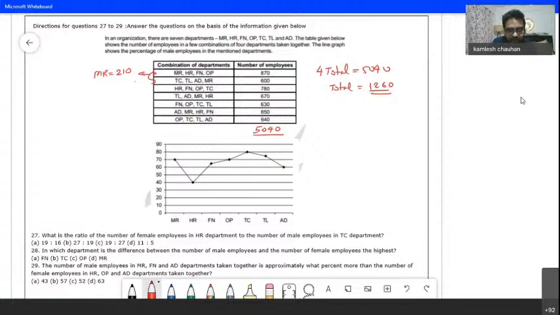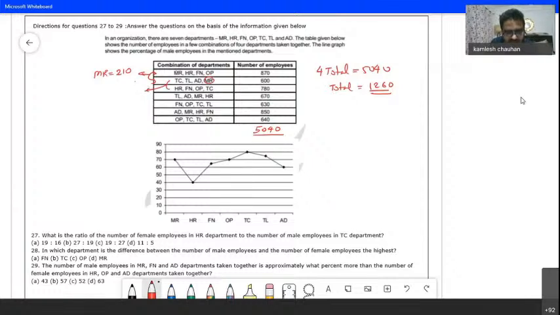We can write sum of x. Let's not calculate this. The sum of these remaining 7 is 1260. 1260 plus MR is equal to the sum of these two, which is 1470. So MR is equal to how much? 210. Anyone any doubt? MR equal to 210. Sure? Okay. Now here, let's see this one, Jagrit.